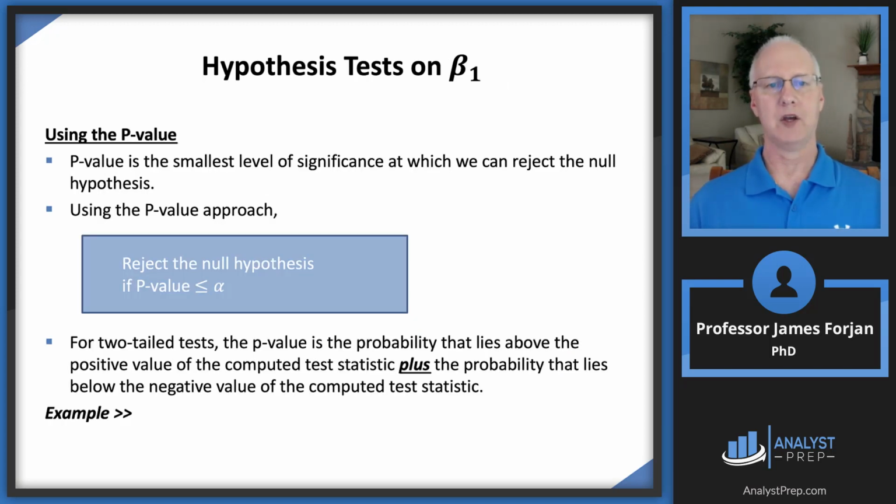Now, the p-value is the smallest level of significance at which we can reject the null hypothesis. So I want you to think about the alpha that we've talked about over the last couple of chapters. Alpha is some measure of our level of significance, like 1% or 5%. So if the p-value falls below, let's just pick 5%, then we can reject the null hypothesis.